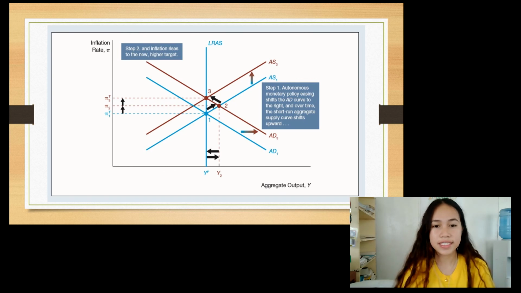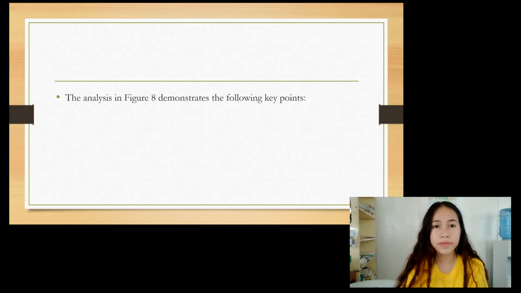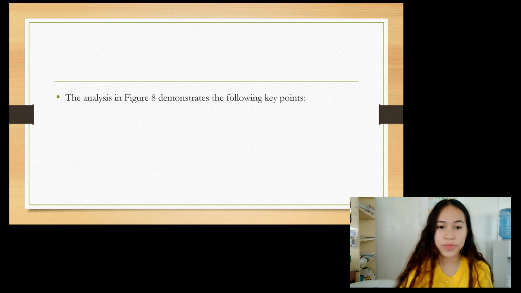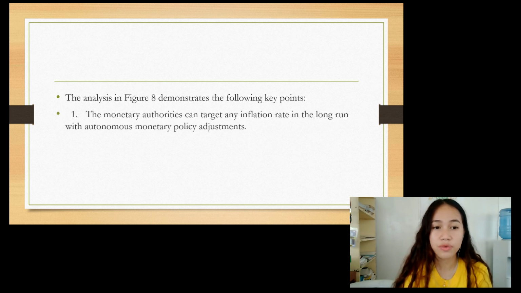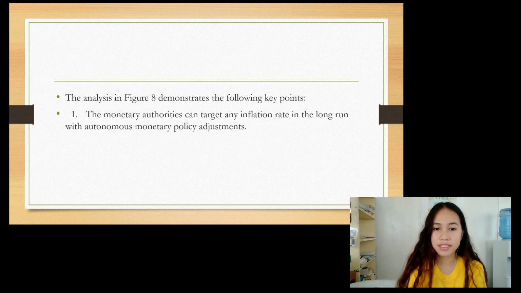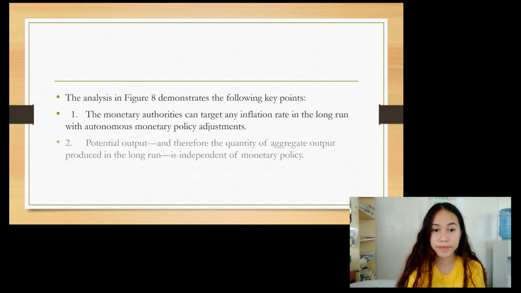The analysis of the figure shown earlier was to demonstrate the following key points. First, the monetary authorities can target any inflation rate in the long run with autonomous monetary policy adjustments. And second, potential output, and therefore the quantity of aggregate output produced in the long run, is independent of monetary policy.